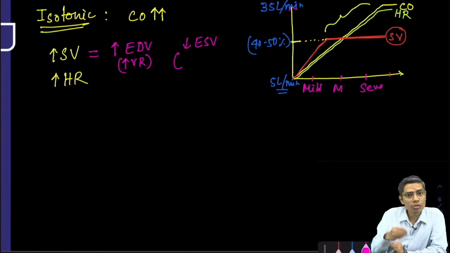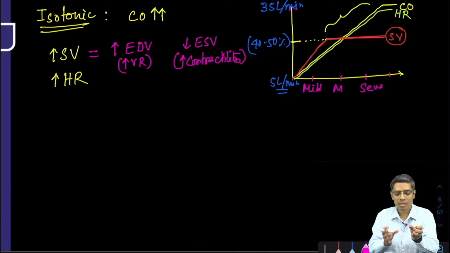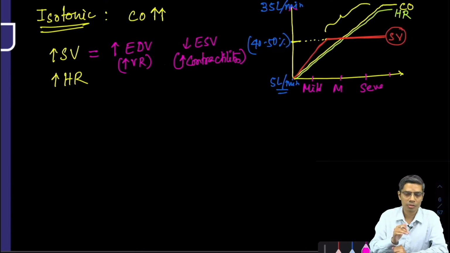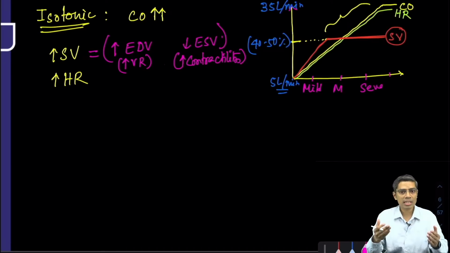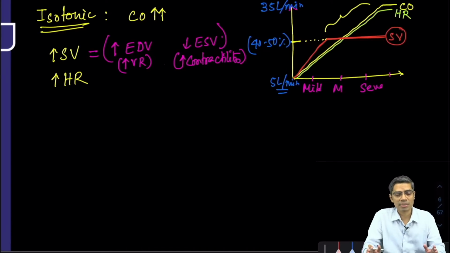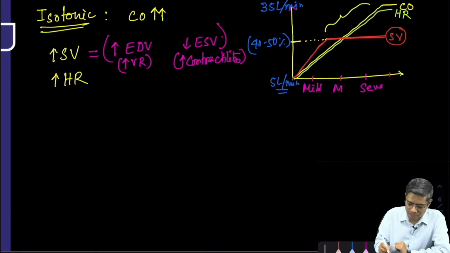And why will end systolic volume decrease? Because the contractility of the heart has been increased because of the sympathetic discharge. If you cause a strong contraction of the heart, the remaining blood after contraction, that is the end systolic volume, is going to decrease. So, your end systolic volume is decreasing and your end diastolic volume is increasing. Both are responsible for increase in stroke volume. Getting my point? And what is the cause of increase in heart rate?